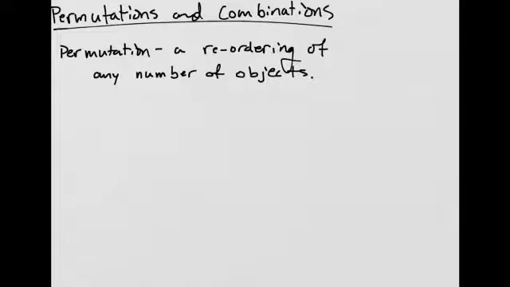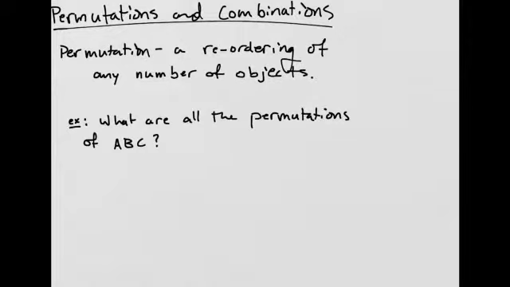If you have like 4 objects, a permutation is just one of the ways that you can put those objects in order. If you switch the order around, it's a different permutation. So that's it. It's just reordering of certain objects, of different objects. To illustrate this, I can ask the question, what are all the permutations of ABC? Like, what are all the ways that I can reorder this?